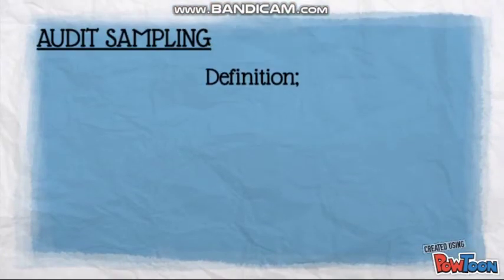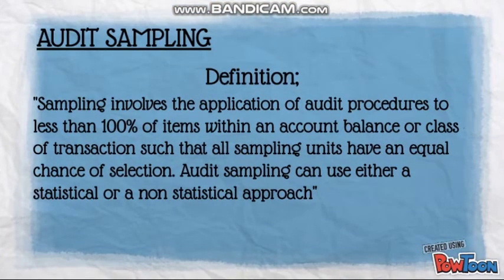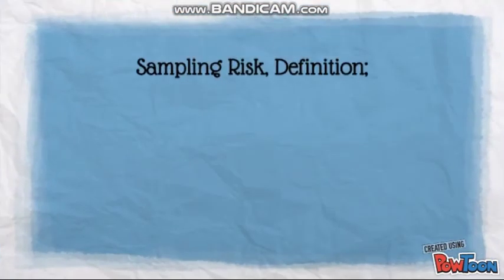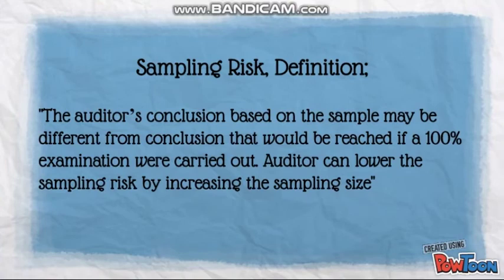Audit sampling. Definition: sampling involves the application of audit procedures to less than 100% of items within an account balance or class of transactions such that all sampling units have an equal chance of selection. Audit sampling can use either a statistical or a non-statistical approach. Sampling risk. Definition: the auditor's conclusion based on the sample may be different from the conclusion that would be reached if a 100% examination were carried out. The auditor can lower the sampling risk by increasing the sample size.